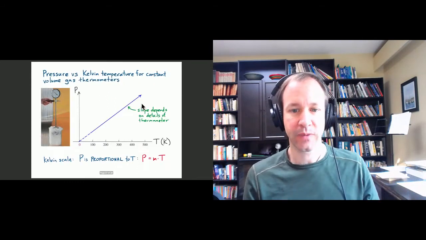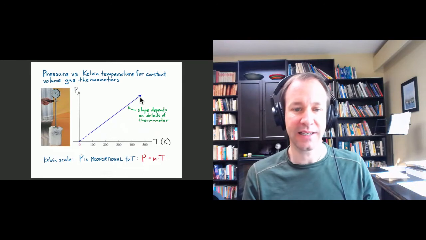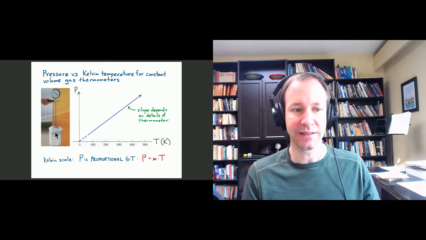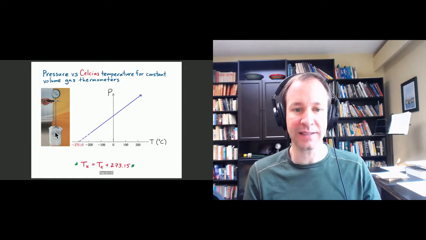Just to emphasize that in a graph, in the Kelvin scale, not only is it a straight line, it's a straight line that goes through the origin. So pressure is proportional to temperature, and this constant will depend on the details of your thermometer. How big is the volume? How much gas is in the thermometer? So that's the Kelvin scale.